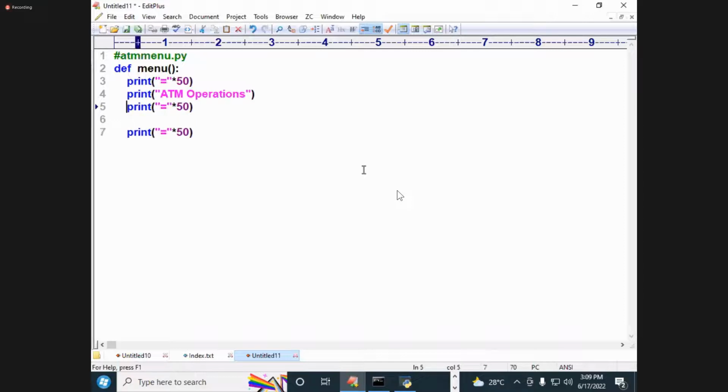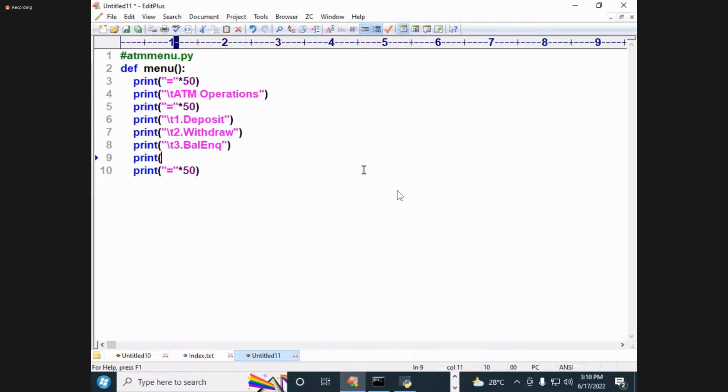So there I'm writing print of backslash t, 1 for deposit. Print of backslash t, 2 for withdraw. Print of backslash t, 3 for balance inquiry. Print of backslash t, 4 for exit. This is my menu. So immediately save this code.